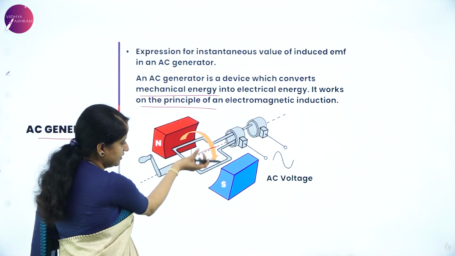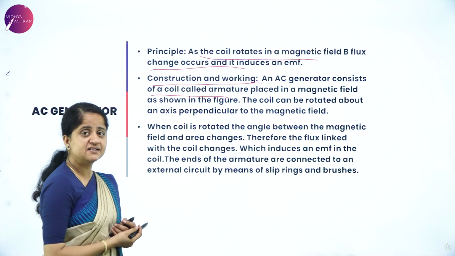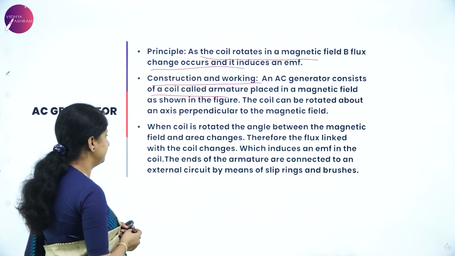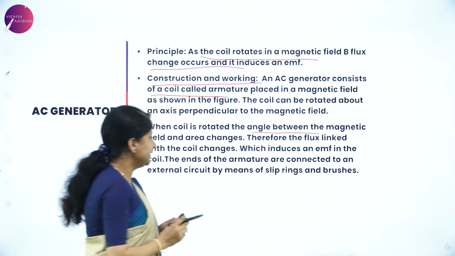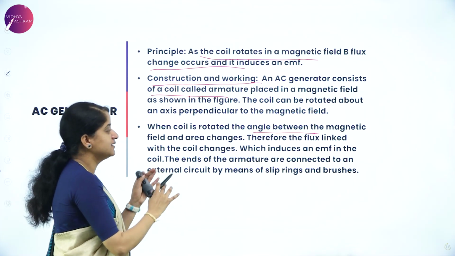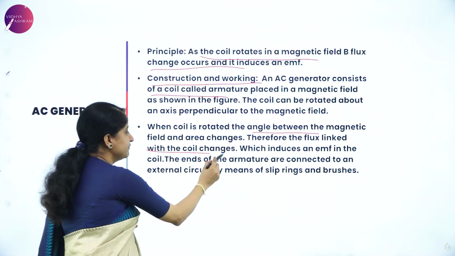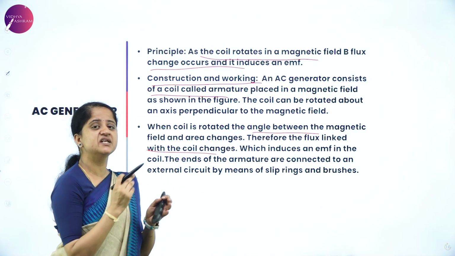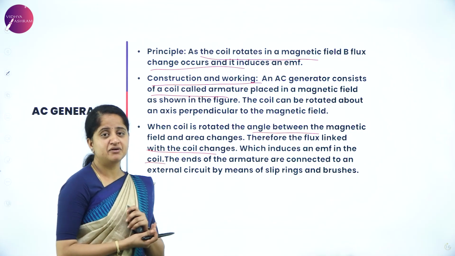So this coil can be rotated on its axis, which is perpendicular to the magnetic field. When the coil is rotated, the angle between the magnetic field and its area changes. When the angle changes, the magnetic flux linked with the coil also changes. Because of the change in magnetic flux, an induced EMF exists in the coil.